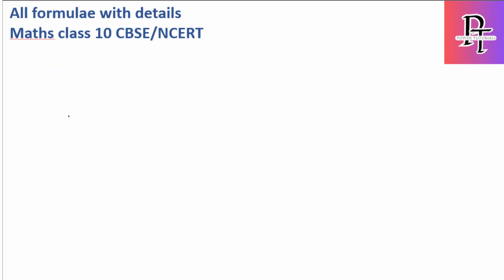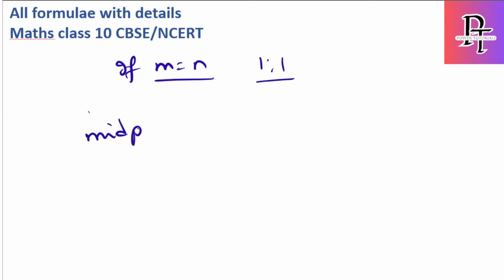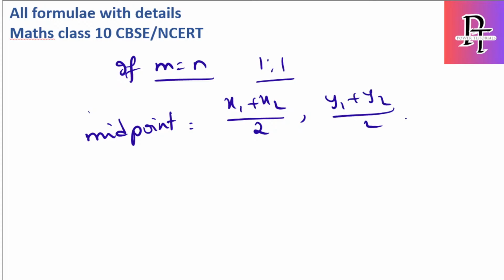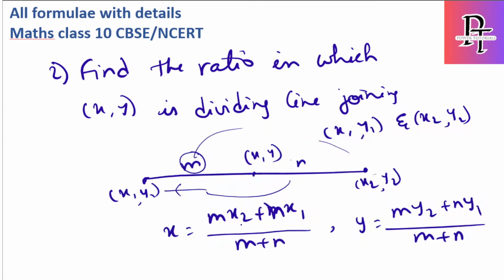Same way, if m is equal to n, then the ratio is 1 is to 1, and 1 is to 1 is nothing but the midpoint. So what is the midpoint formula? (x1 plus x2) by 2 comma (y1 plus y2) by 2. Okay, this is for the midpoint formula. If they tell you a ratio, you have to use this formula: x is (m x2 plus n x1) by (m plus n), and y is (m y2 plus n y1) by (m plus n).